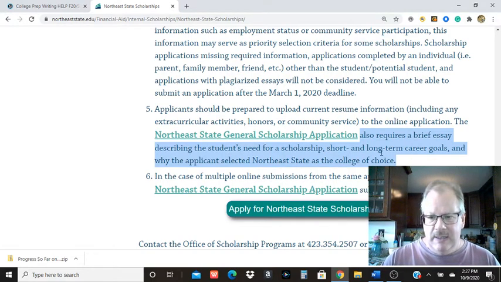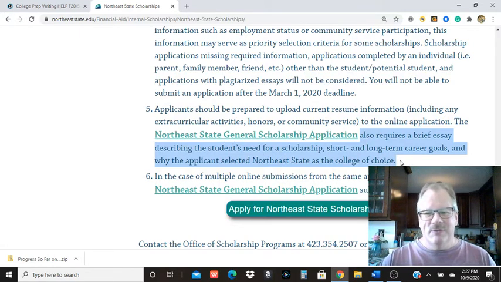And of course, everybody likes to go to Northeast State because it's close to home and it's cheaper. But can you find another reason you want to go to Northeast State? Have you ever been to Northeast State? Have you ever been to some kind of function there? Are you familiar with the college at all? You might want to indicate that in your letter.